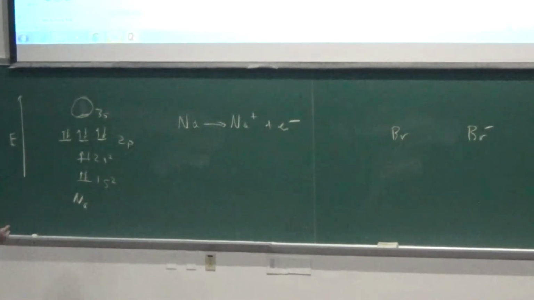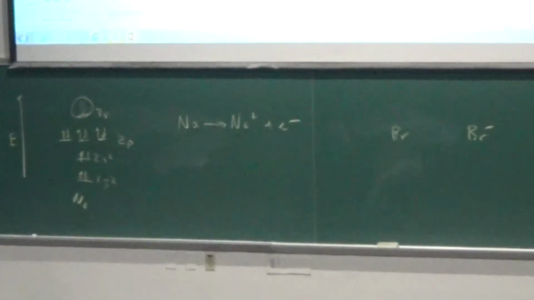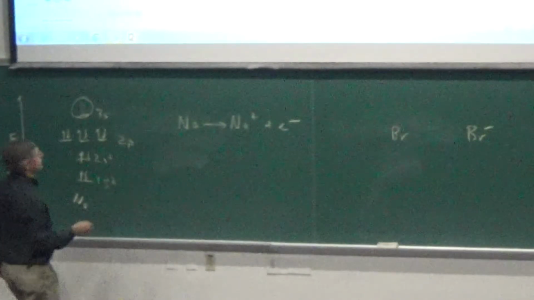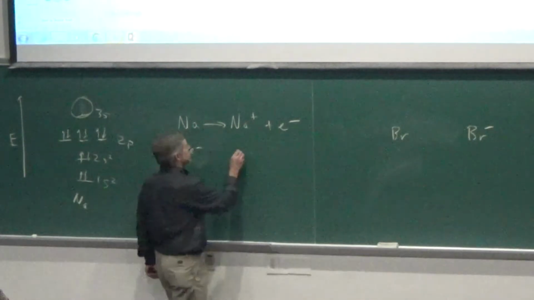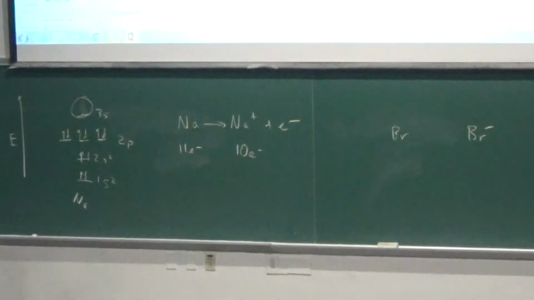But what is different? How many electrons are in the sodium atom? Sodium's atomic number is 11, so we have 11 electrons. In a sodium ion, we have 10 electrons. How does that answer the question for us? What do those electrons on the outer surface of the species do? They repel each other, right? So if I have a sphere and I put 10 electrons on its surface, all those electrons are repelling each other.